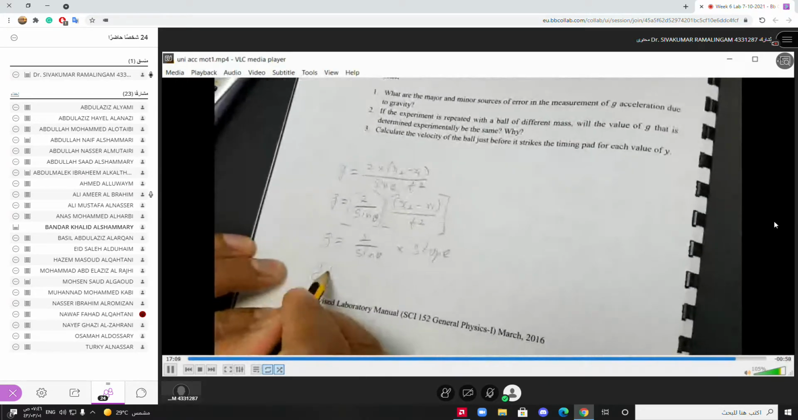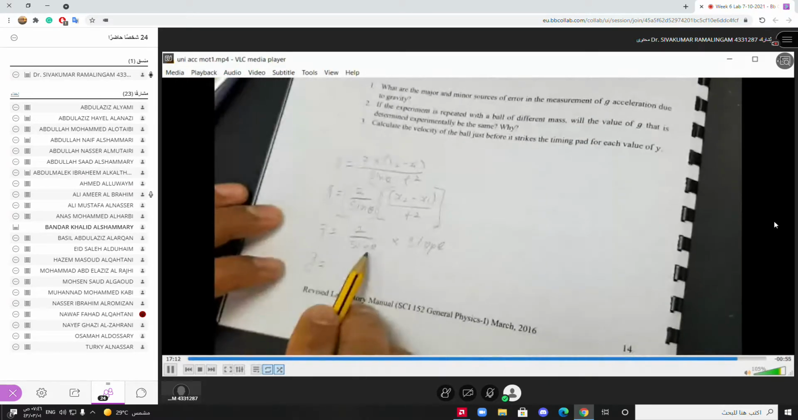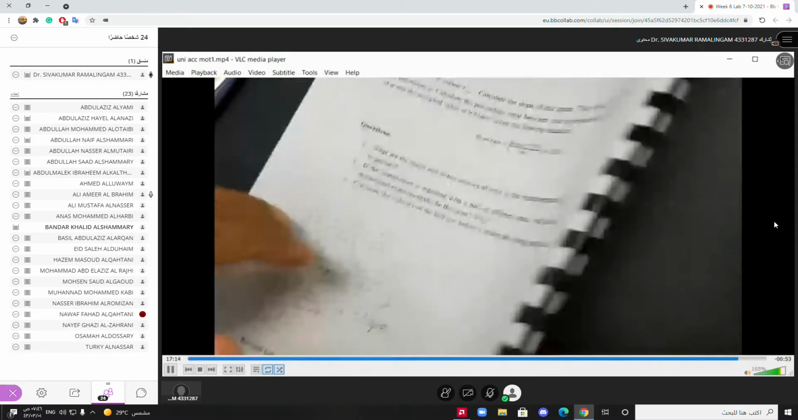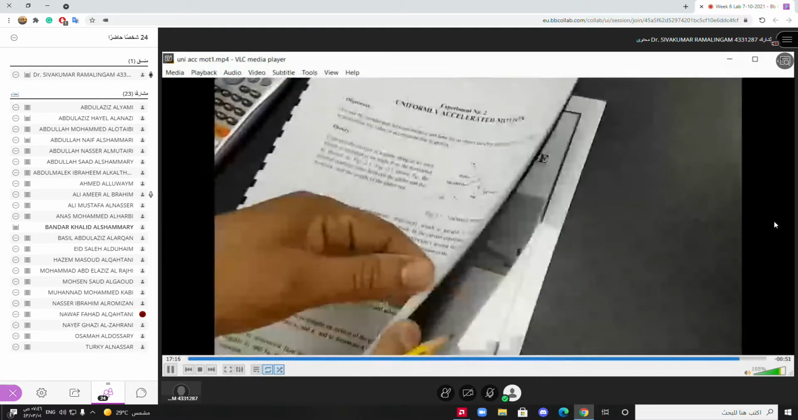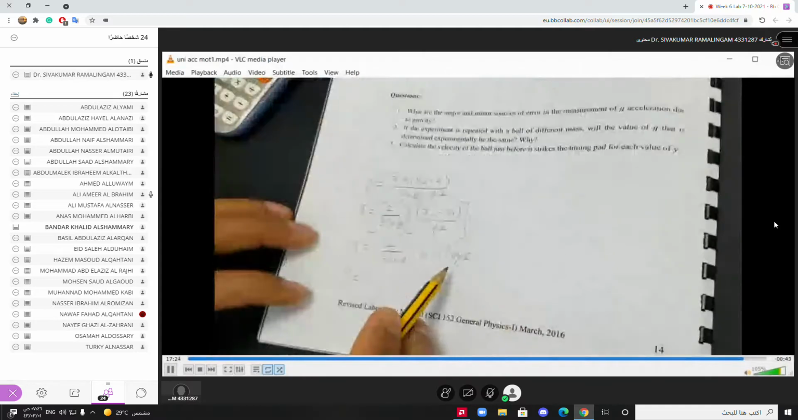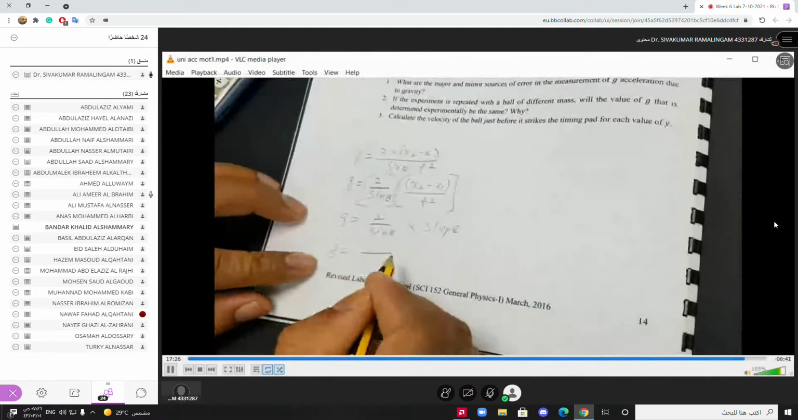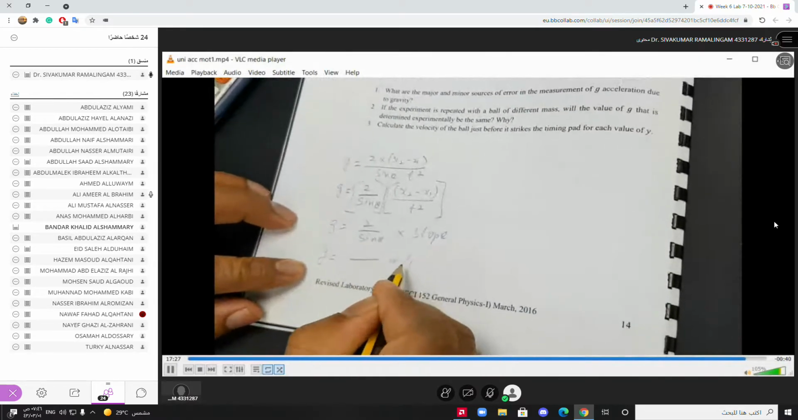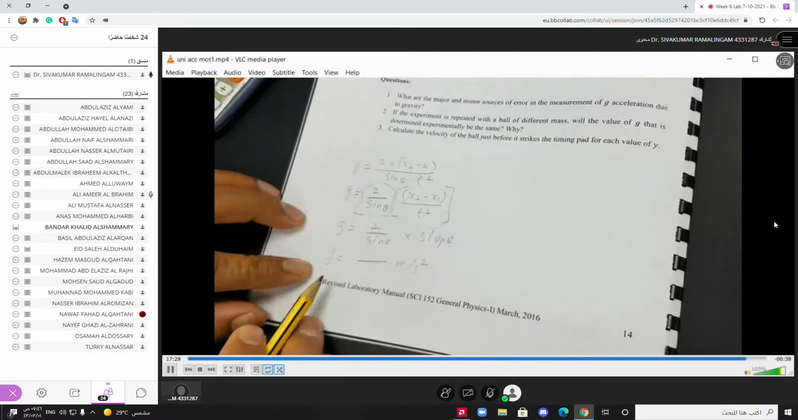Now, using this formula, I can get theta. Theta is the first part. The value of theta you got from the first part. This is average value of theta. And substitute the value of slope. Here, you will get G. G, meter per second square, is the unit.